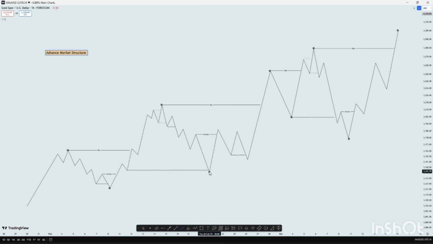First of all, when we have a strong low and a strong high, a swing low and a swing high, it helps us to identify where to buy and where to sell.